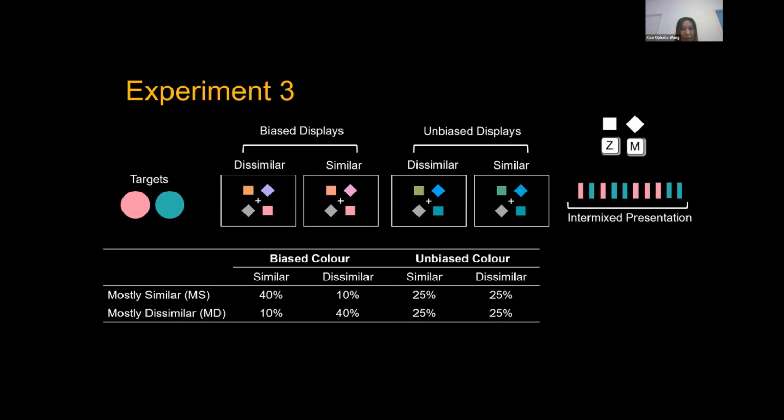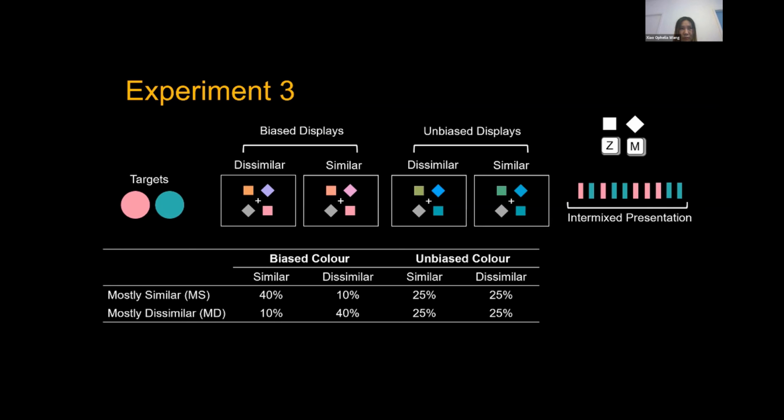The biased displays correspond to the training phase in experiments 1 and 2, where the participants encountered similar stimuli 80% and 20% of the time in the one target color condition. The unbiased displays correspond to the transfer phase. Since there are two target colors, participants see each condition 25% of the time instead of 50%.